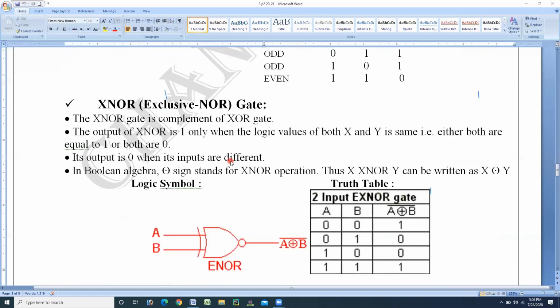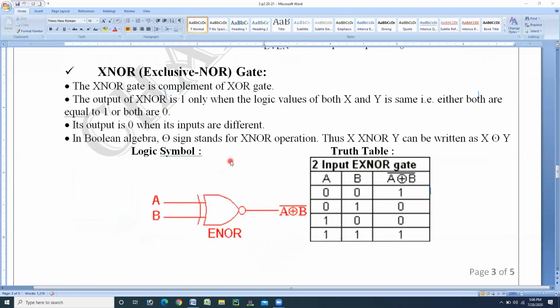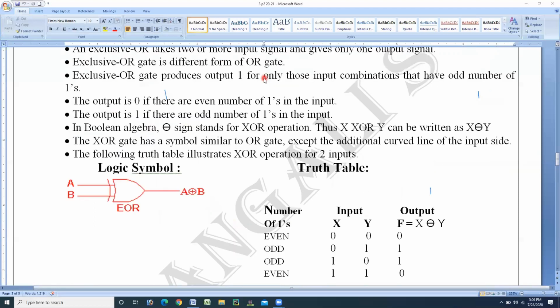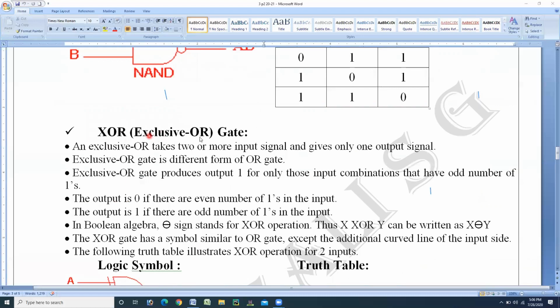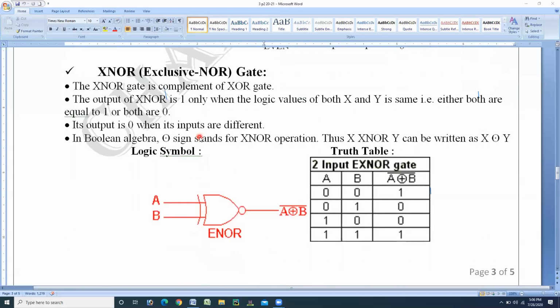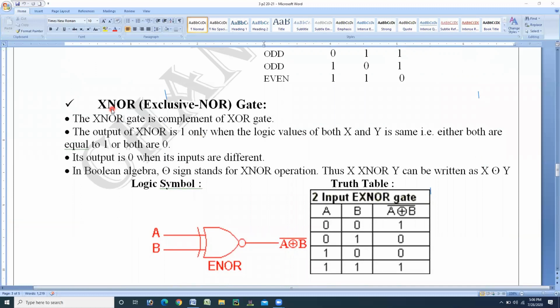Next we move on to XNOR. This is pronounced as exclusive NOR gate. As in the case of XOR, we pronounce it as exclusive OR gate. Now we are adding N here, that becomes exclusive NOR gate.